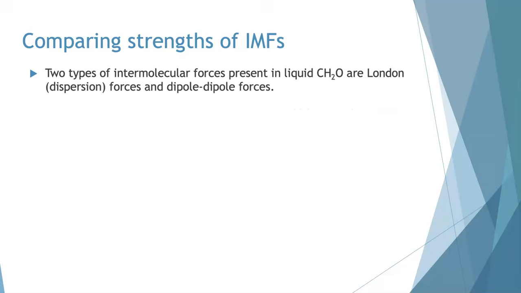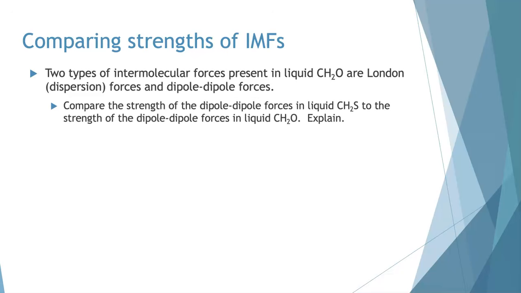For example, two types of intermolecular forces present in liquid CH2O, or formaldehyde, are London forces and dipole-dipole attractions. Compare the strength of the dipole-dipole attractions in liquid CH2S to the strength of the dipole-dipole attractions in liquid CH2O. Explain. I think a good strategy here would be to start by drawing some Lewis structures. So here's formaldehyde, CH2O, and here's CH2S.